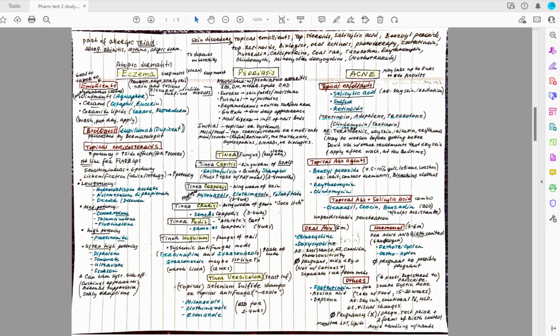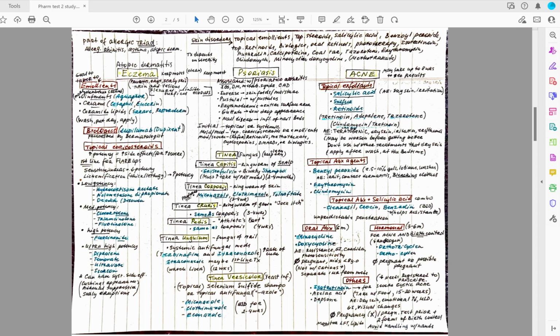So emollients: the goal is to taper to emollients from any treatment. That's how you start. You have to keep your skin moist and clean. Eczema's signs and symptoms are pruritus, erythema, scaly skin, and lesions, usually in flexural surfaces, which is the inside, like the elbow, wherever you bend.